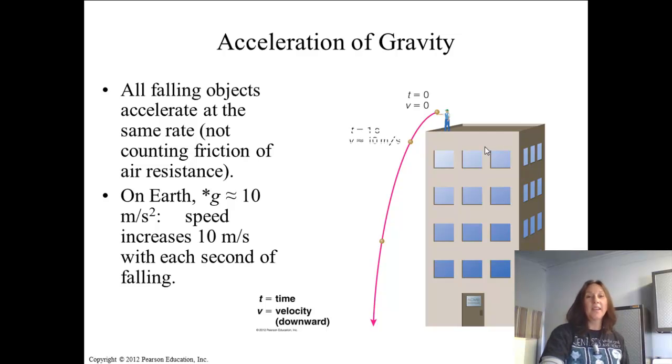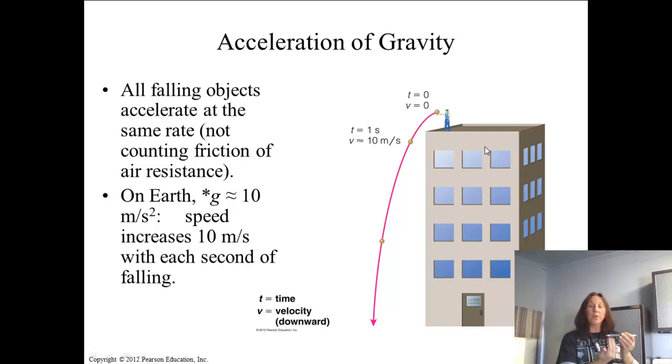Anyway, like I told you, when I dropped that green pen, if we were able to let 1 second fly and gauge how fast it was going at that moment, 1 second after I released it, it would be about 10 meters per second. Now, I need to qualify this. This is assuming there is no air resistance.